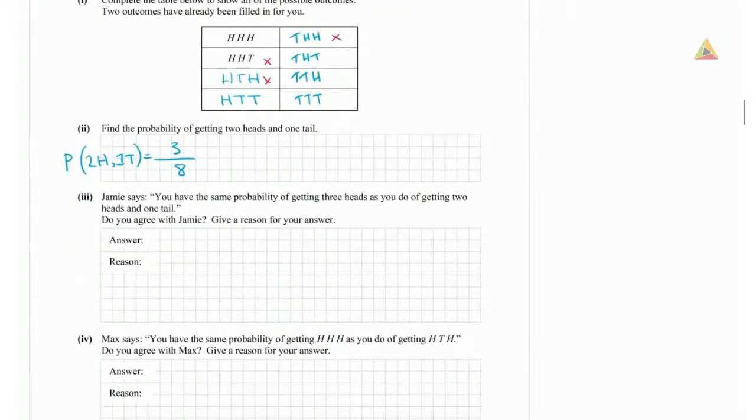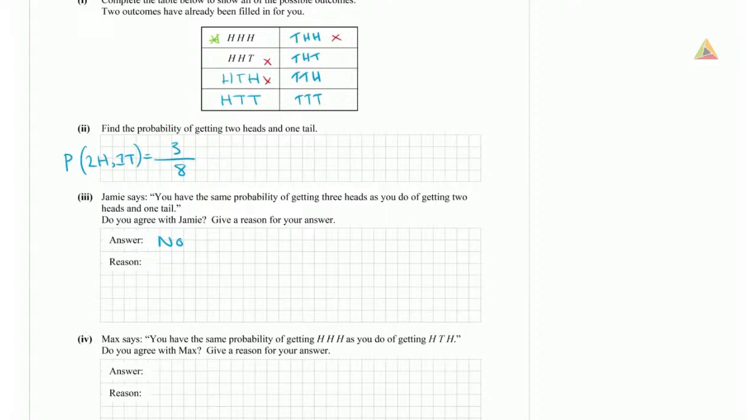Okay, so we're going to go to the next question. Jamie says, you have the same probability of getting 3 heads as you do of getting 2 heads and 1 tail. Do you agree with Jamie? And give a reason for your answer. Well, if we look back up at the table here, what is the probability of getting 3 heads? The probability of getting 3 heads, it's only this option here, so that's only going to be 1 out of 8. Whereas the previous answer, the probability of getting 2 heads and 1 tail, we found out was 3 out of 8. So the answer there is that no, we wouldn't agree with Jamie.